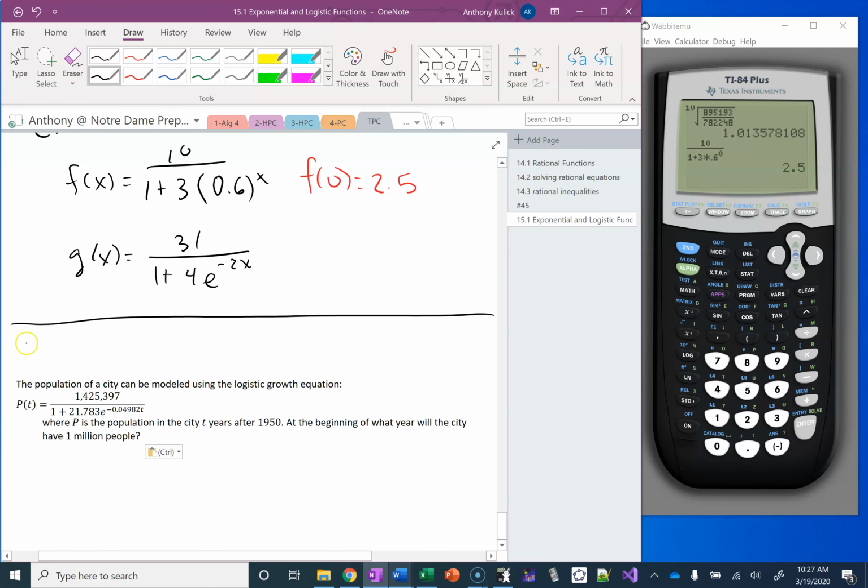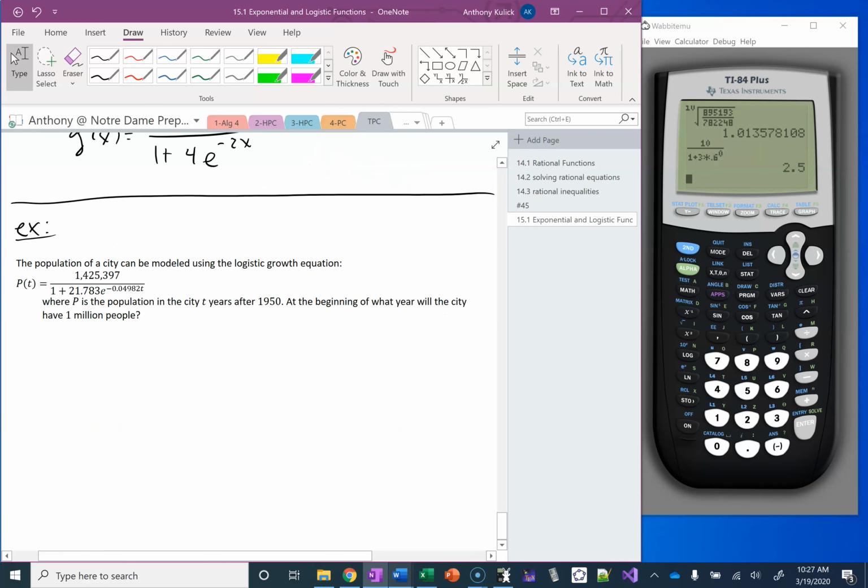Okay, in this example, we say the population of a city can be modeled using this logistic growth equation. P of t, we chose P for population and t for time, is equal to 1,425,397 all over 1 plus 21.783 times e to the negative 0.04982t, where P is the population t years after 1950. And we're asked at the beginning of what year will the city population have 1 million.